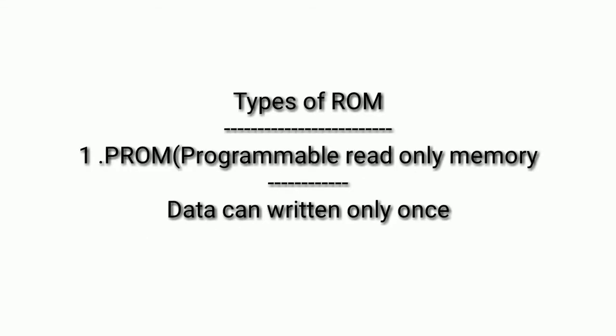The first type of ROM is PROM, programmable read only memory. In this type of ROM, data can be written only once. Once a program has been written onto a PROM, it remains there forever. That means data will be fixed in the case of PROM. We can't erase data and we can't rewrite.